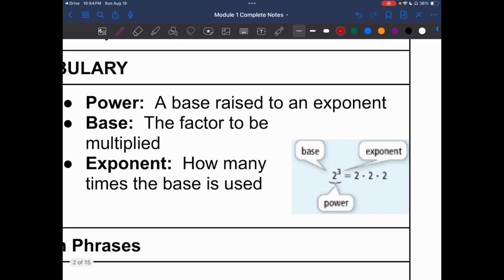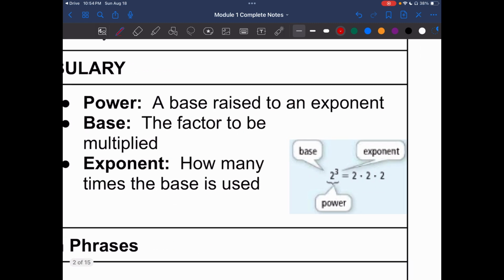Now, when evaluating numerical expressions, you may come across exponents. This is a topic that we are going to explore more fully later on in the year. But for right now, you just need to know this. A power is a base raised to an exponent. So there are two components there. The base is the factor to be multiplied, and the exponent is how many times the base is being used.